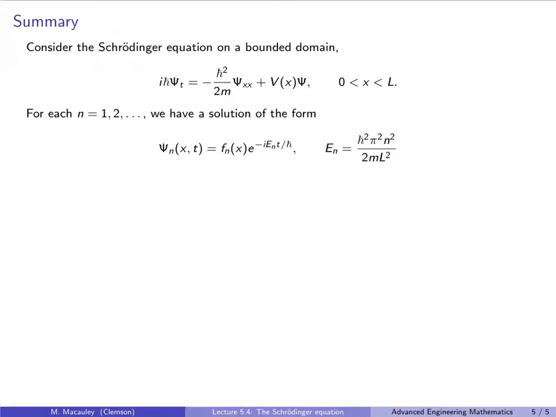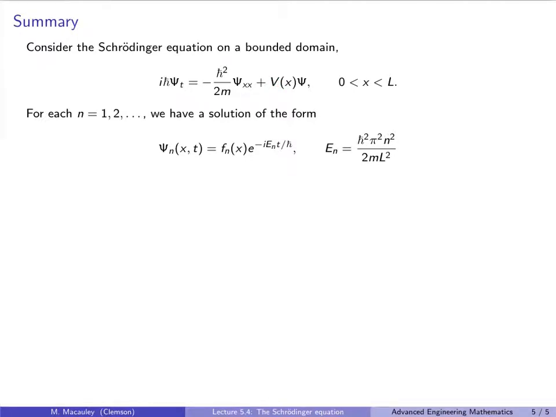For each value of n, we have a solution of the following form: some function fn of x times this exponential function, and there's an i in here, so this oscillates, and En is the specific energy level, h bar squared pi squared n squared over 2m L squared, and this holds independent of the potential function v.